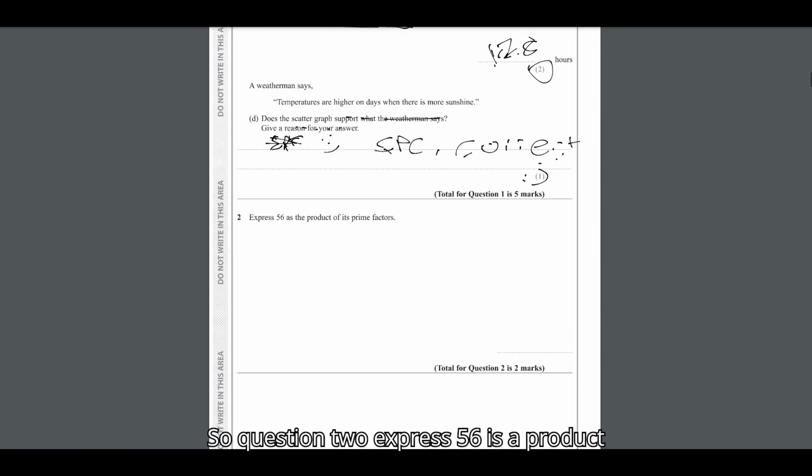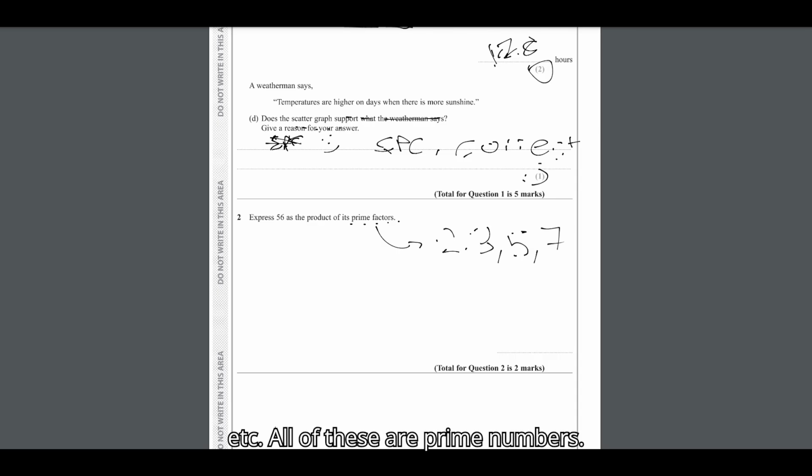So question 2, express 56 as a product of its prime factors. We have to know what a prime factor is. A prime factor is anything that is divisible by 1 and itself. Examples can be 2, 3, 5, 7, etc. All of these are prime numbers. However, we have to find 56 and express that.